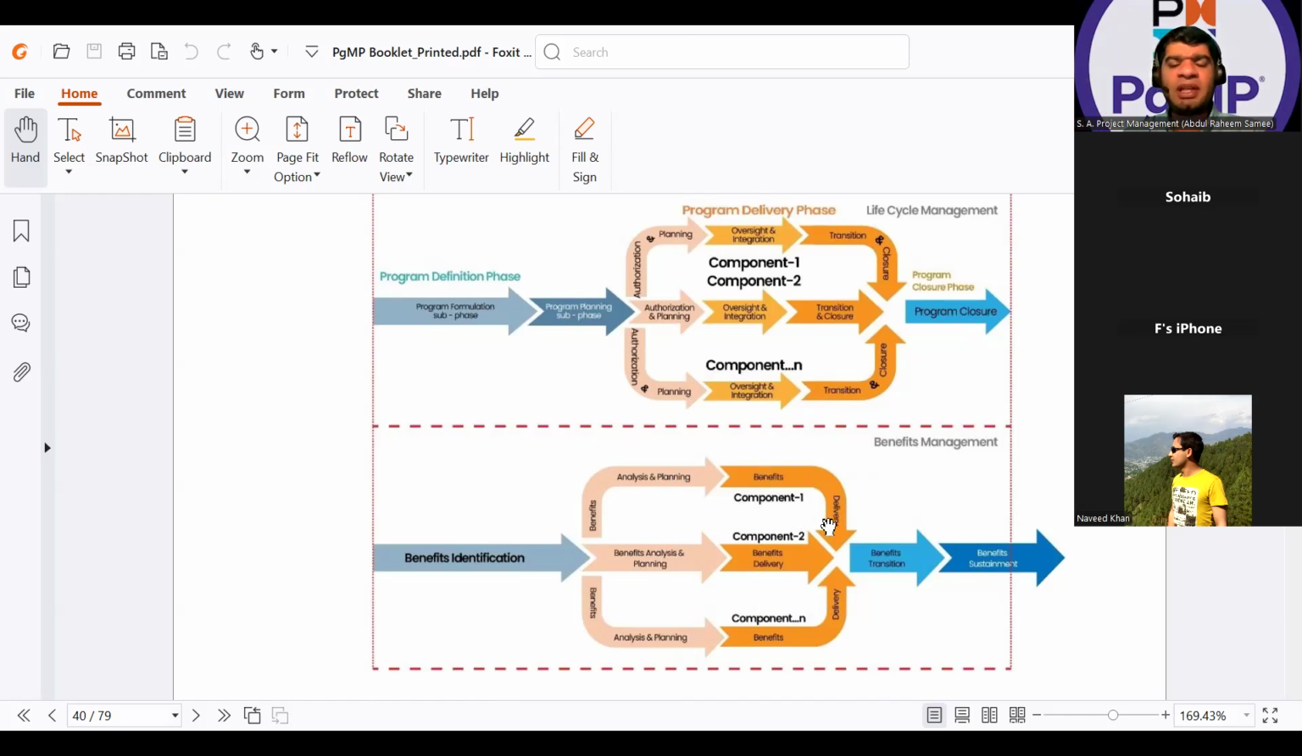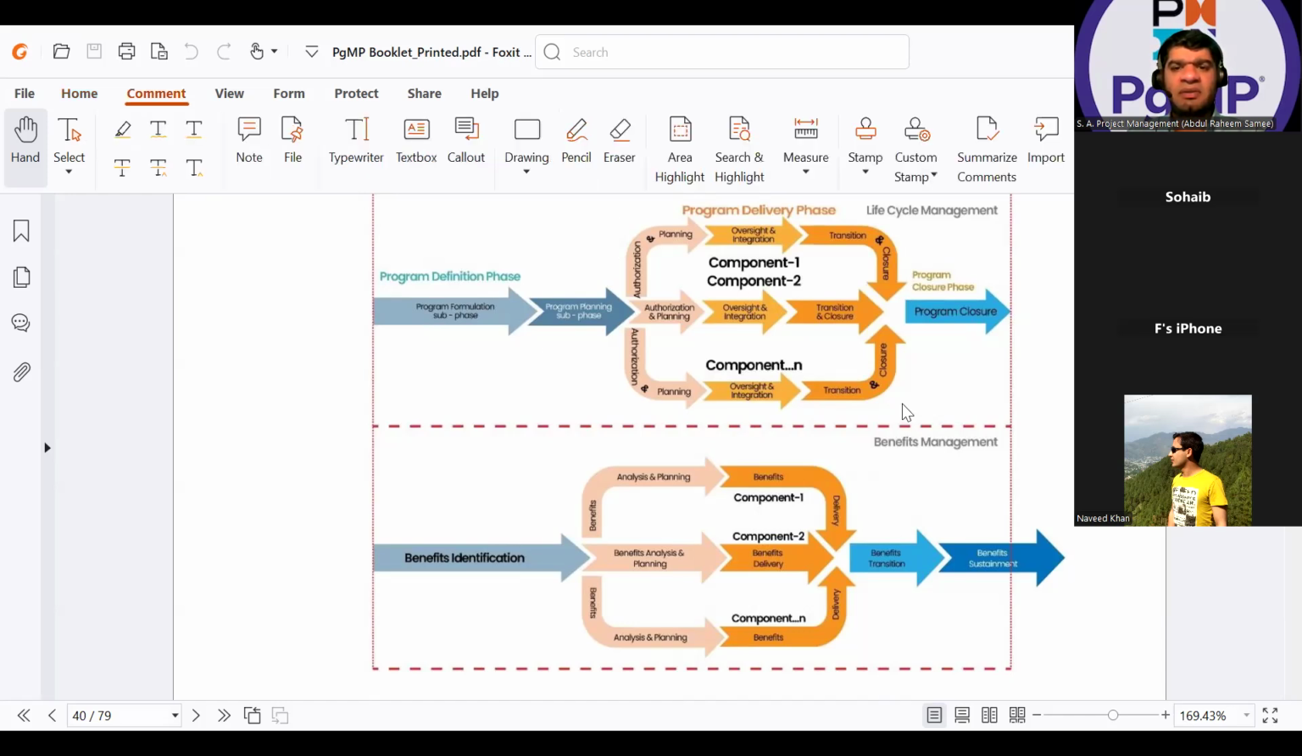Then the benefits will be delivered by each of the components individually. Maybe one component can deliver multiple benefits, that is for sure, and all the benefits will be written already in my benefits register. Then I will do the benefits transition already in my program delivery phase. The benefit transition will start. We had a long discussion with all our students, but now all of us agree that the benefits transition can start already in my benefits delivery phase.